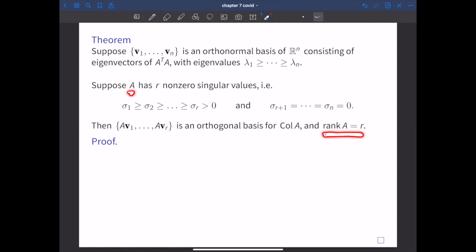In other words, the rank of a matrix is just equal to the number of non-zero singular values that it has. Now, the other part of this theorem is that the vectors A times V1 up to A times VR give an orthogonal basis for the column space. That's important, but it's not going to be all that important for what we're going to do. So really the takeaway from this theorem is that the rank of a matrix is equal to the number of non-zero singular values.